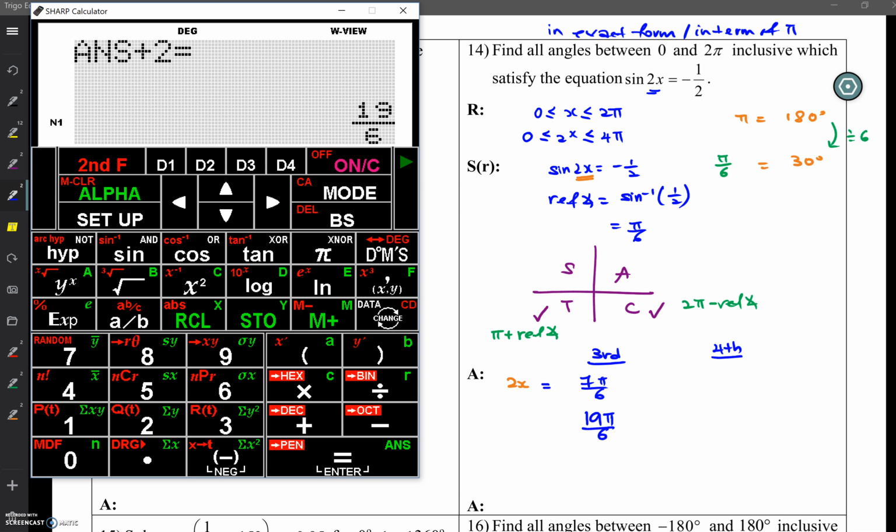Is there another way to add another cycle? You can try. If I add one more cycle, you will get a value 5 and 1/6 pi. Do you think this is within the range? Obviously it's not, right? So that's all for the answer.